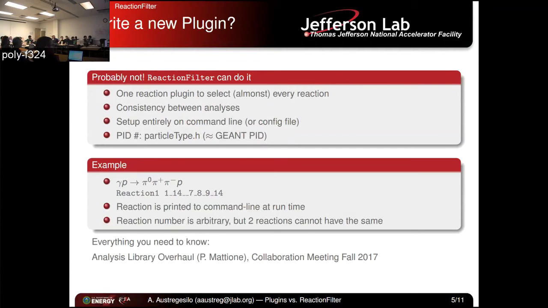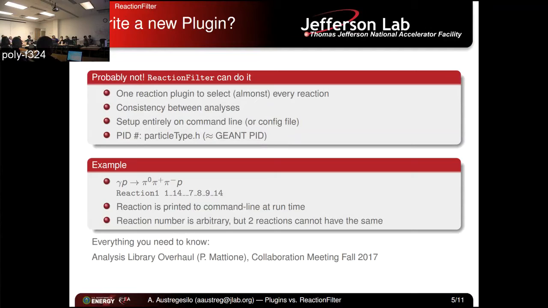So this is an example. You want to, for example, analyze the reaction gamma p goes to pi 0, pi plus, pi minus and the proton. The only thing you have to do is specify the reaction like this. So it's the same thing, but with these GEANT particle IDs. You have a 1 for a photon, a 14 for a proton, then you have 2 dashes in between for the arrow, and then you have a 7, an 8, and a 9, which is pi 0, pi plus, and pi minus, and then you have a 14 for the proton.